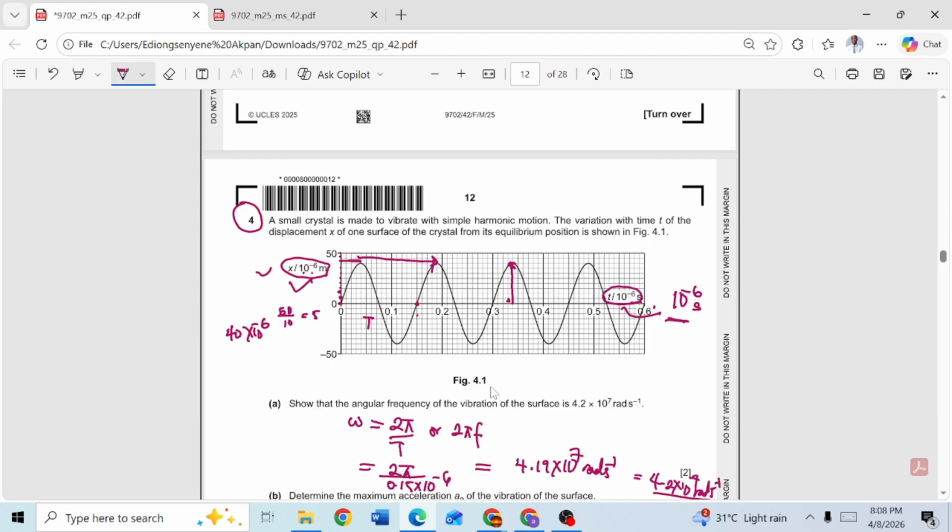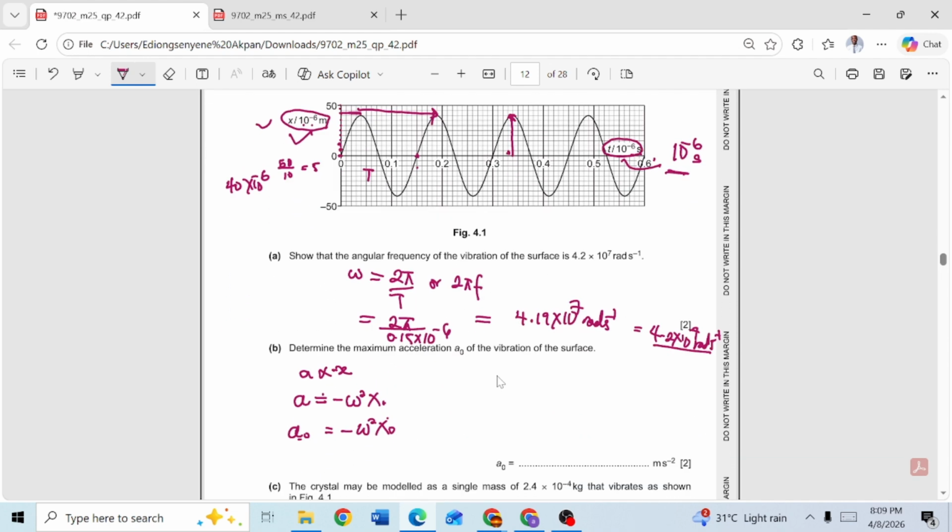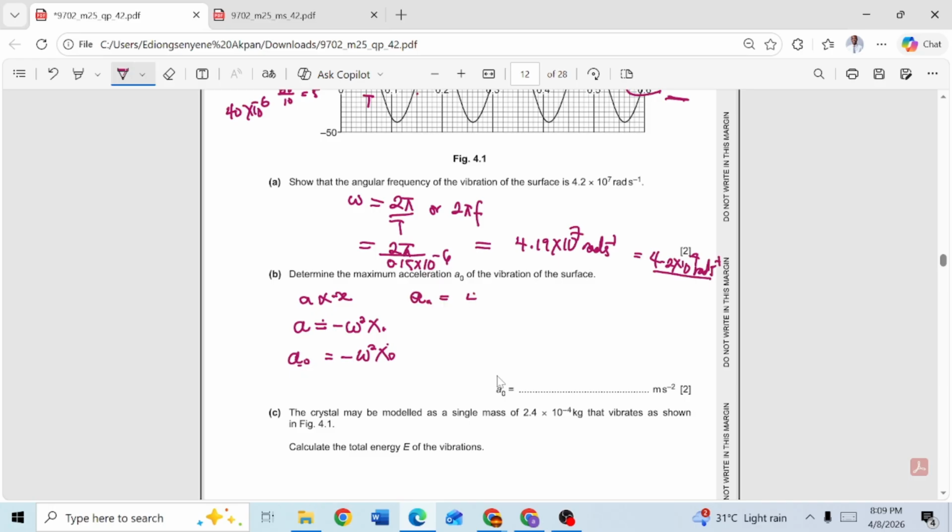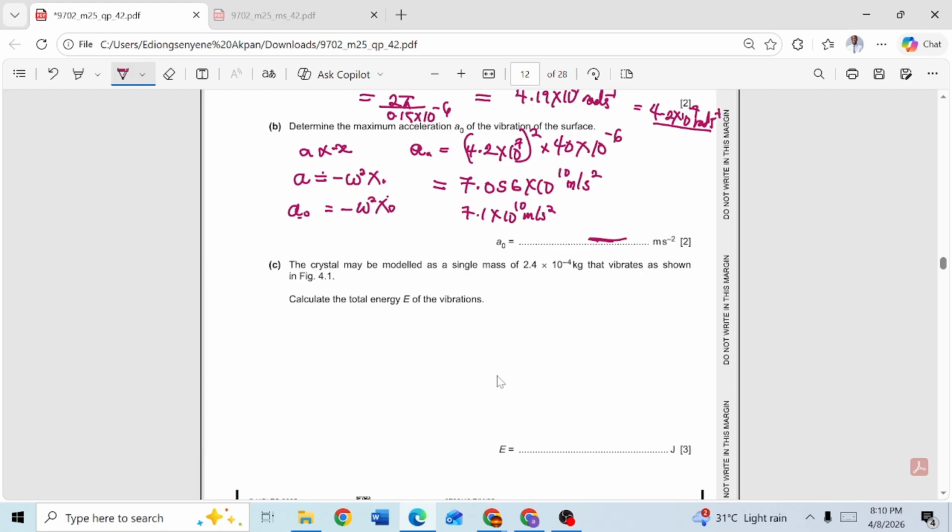So mistake number 2, inability of students to know the scale. You must ensure that you know how to rescale. So like I showed you, whatever is given to you, count the number of boxes in between and divide it by the number to know what each box stands for. Let's go to our question here. Our maximum acceleration here will be 4.2 times 10 raised to the power of 7 all squared, so this is the omega squared, times 40 times 10 raised to the power of minus 6. And this will give us 7.056 times 10 raised to the power of 10 meter per second squared. You can write 7.1 times 10 raised to the power of 10 meter per second squared, which is what you put here.